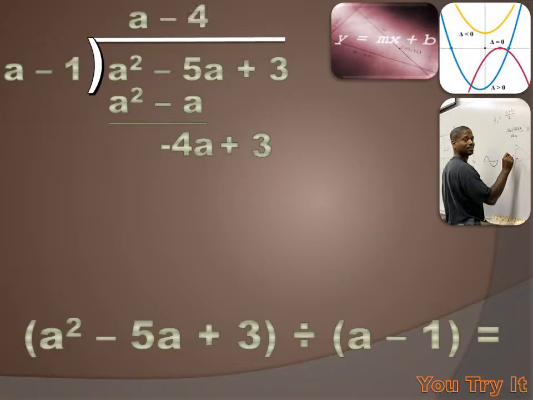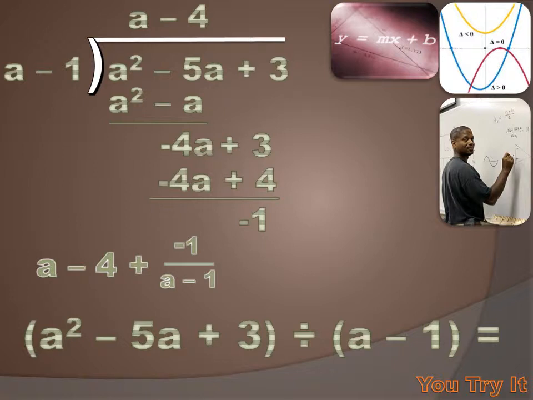Well, that's pretty easy. I've got to multiply it by minus 4. So now I'll multiply minus 4 times a minus 1, and I'll get minus 4a plus 4. My minus 4a subtracted from minus 4a is going to leave no a's. And then I'm going to subtract 4 from positive 3, and I'll get negative 1. I have a remainder of negative 1.